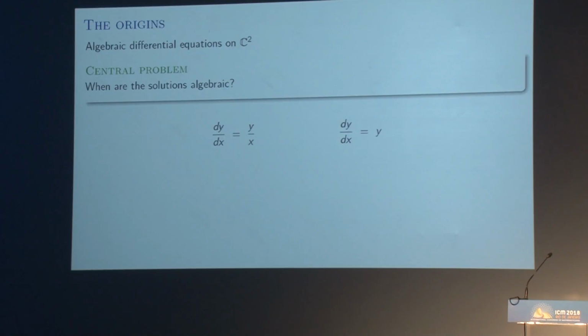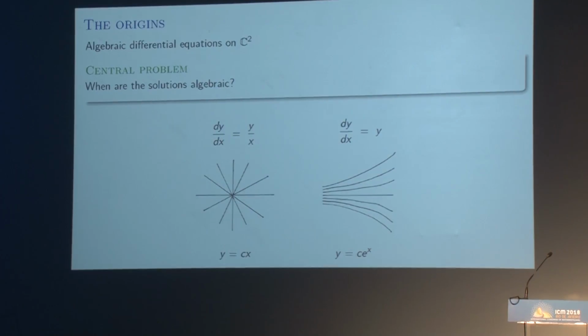These are two nice-looking algebraic differential equations, and they can be easily integrated, and their solutions are described as follows. Notice that for the first algebraic equation, the solutions are algebraic. They're just lines through the origin. They're functions that correspond to lines through the origin. While in the second case, the solution is transcendental.